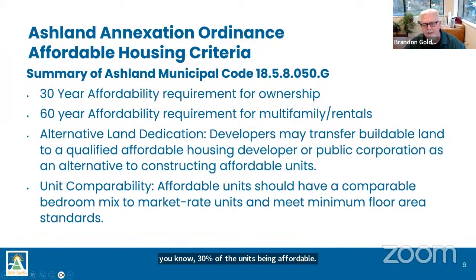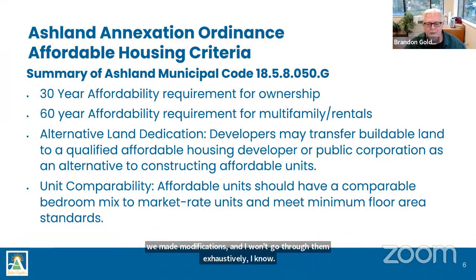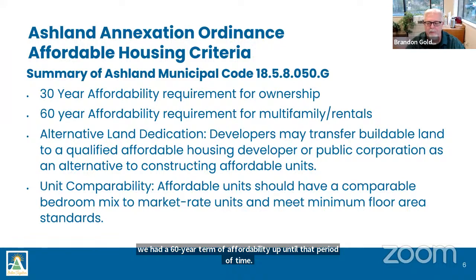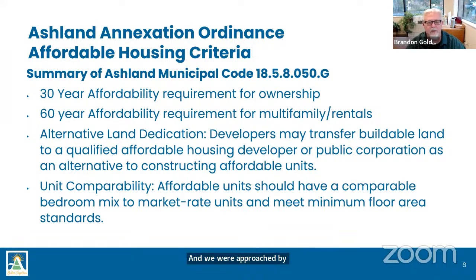Additionally, we made modifications, and I won't go through them exhaustively. I know we have limited time, but I do have the code reference there for those of you that want to dig deeper. But essentially, in 2016, I believe we went back and looked at the requirements. We had a 60-year term of affordability up until that period of time. And we were approached by Habitat for Humanity Rogue Valley as their model was looking for ownership opportunities for their clients and felt that the 60-year period of affordability was somewhat problematic for ownership.